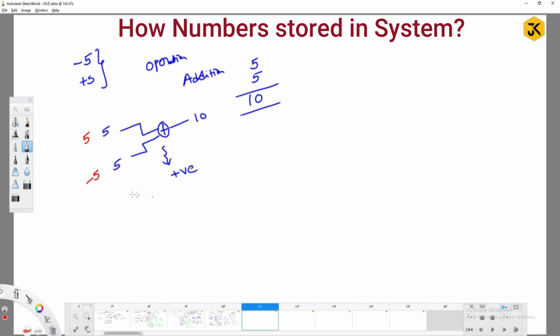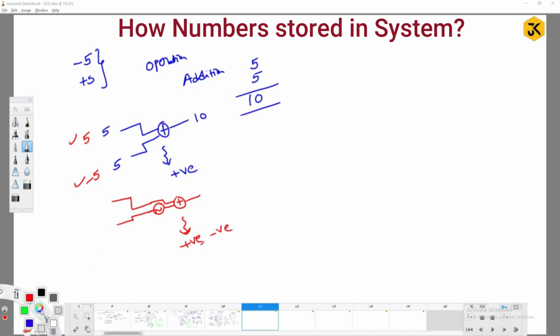So at that time, what do you have to do? You have to design one more circuit like this. See, this is not the exact one. I am just saying that you compulsorily need to modify the circuit. Then only can it allow the addition of one positive number and one negative number.